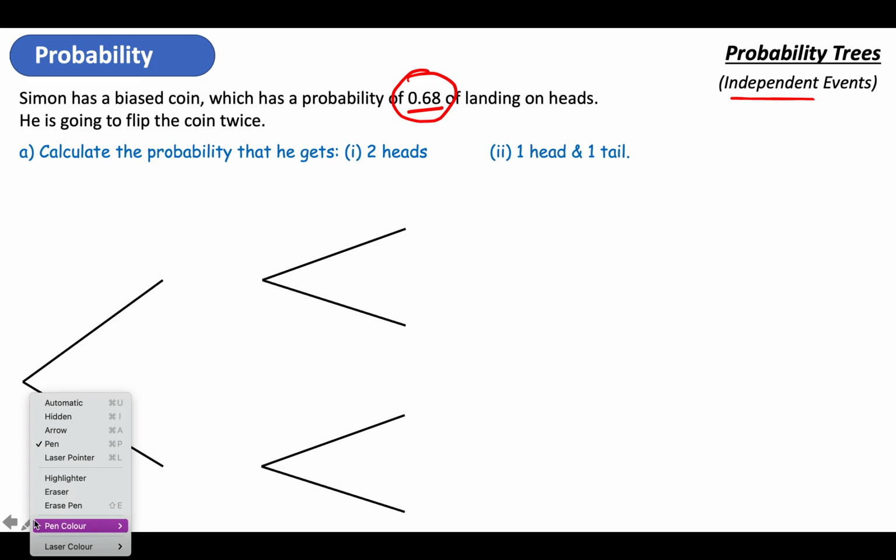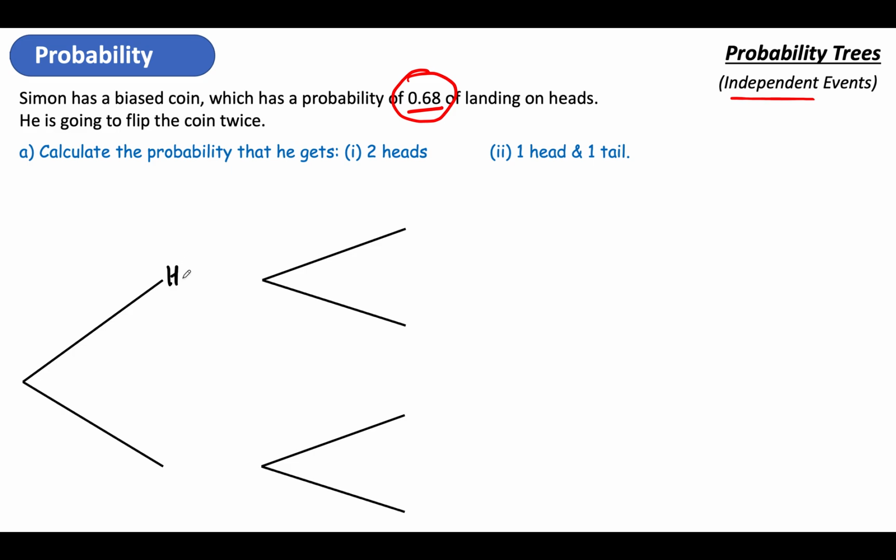Okay, unpaused. Let's put in some labels first of all. So I've got, he could get heads or he could get tails. And again, for the second coin, he could get heads, he could get tails, we could get heads, we could get tails. Now for the heads, it says what the probability of heads is, 0.68. Now if you didn't know what to do with the decimal, you just write it along the branch here. So you might at that point want to pause if you didn't do it before and then redo it.